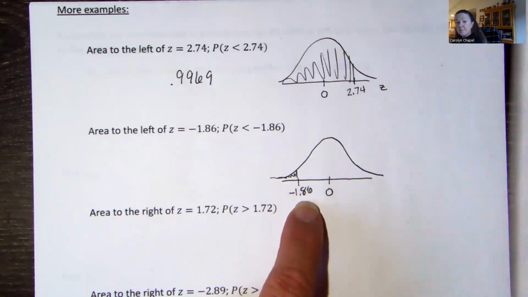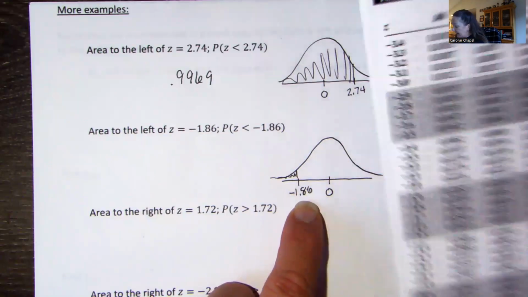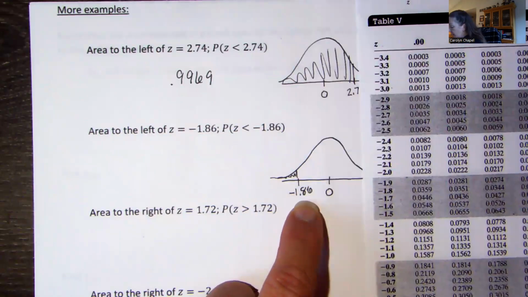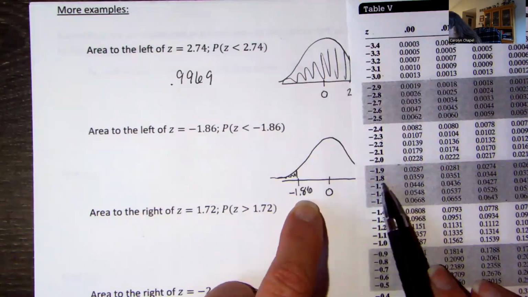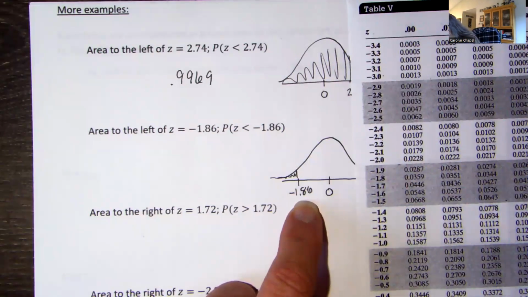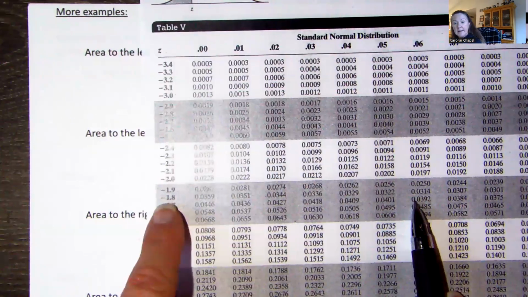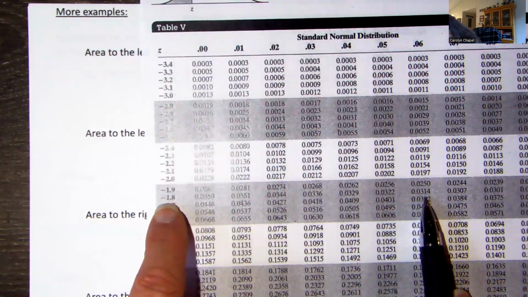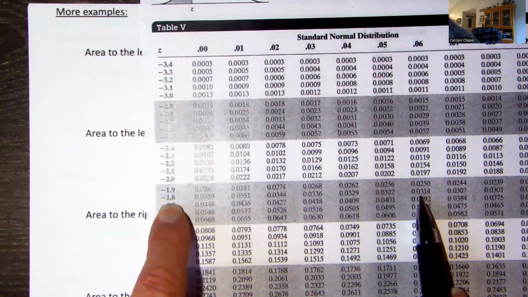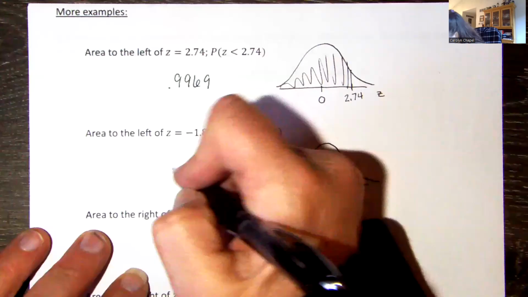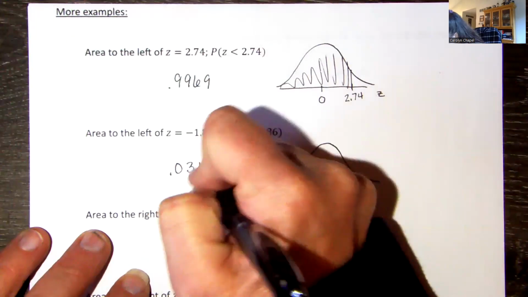Now, we do want to make sure to look on the negative side. So negative 1.8, and I'm going over to the 6. Okay. See if I can get that to show up in here. Negative 1.86, 0.0314.